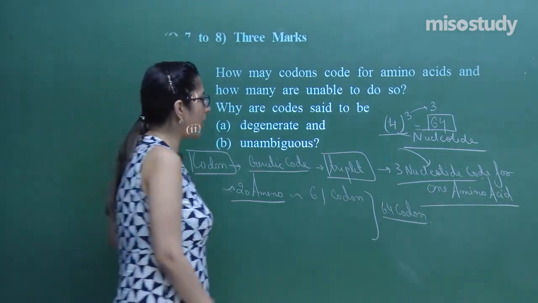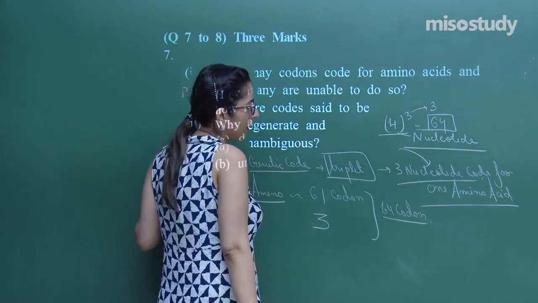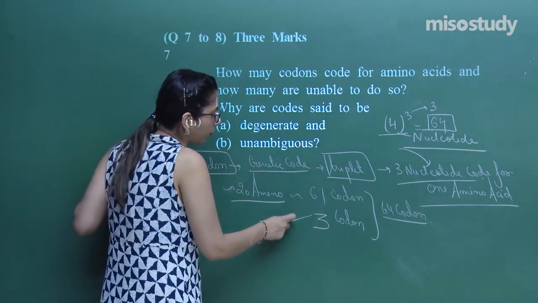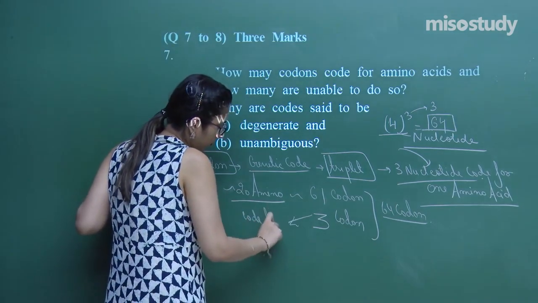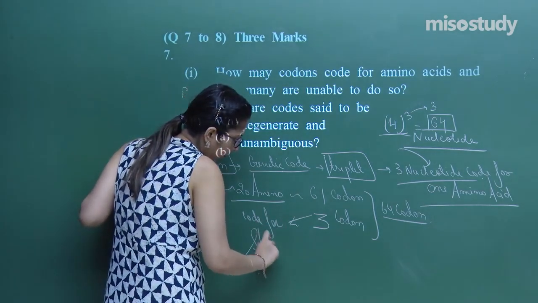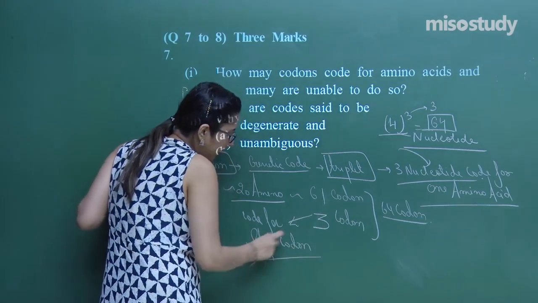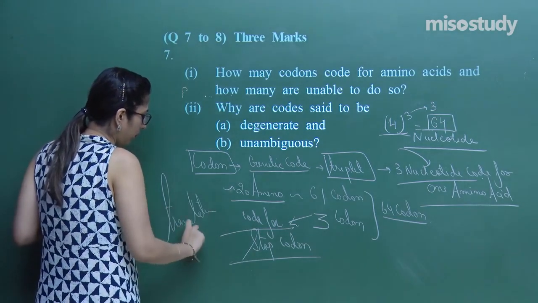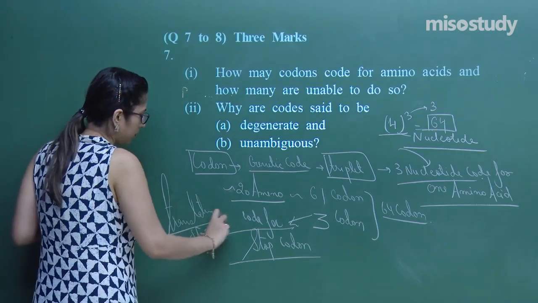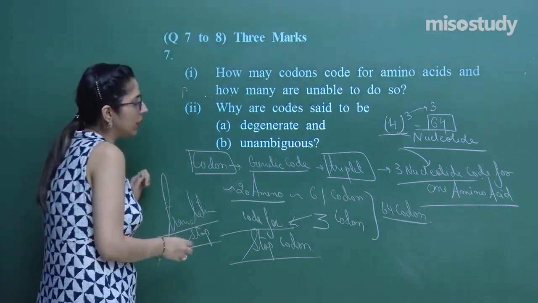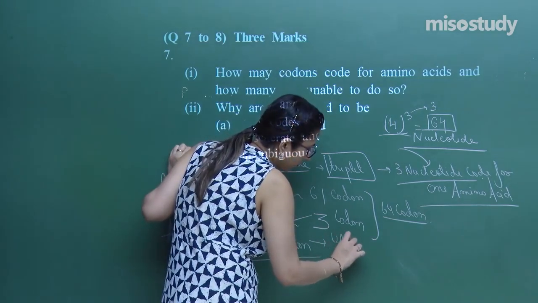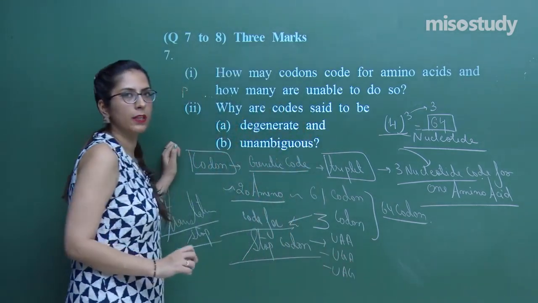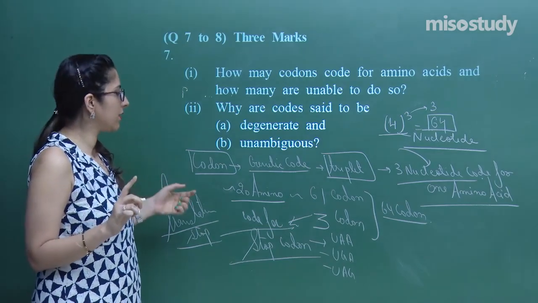amino acids. Whereas what about the rest 3? The rest 3 codons do not code for any amino acid. Rather, they code for the stop codon. That means this is the place where the whole translation stops. Translation stop. Right. What are these 3 codons? These are UAA, UGA, and UAG. They do not code for any amino acids, so these are called stop codons.